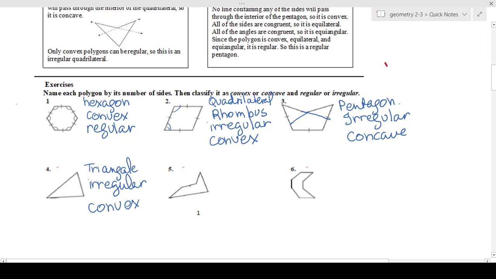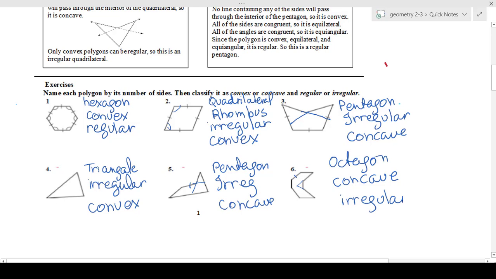This one is 1, 2, 3, 4, 5. It is a pentagon, irregular, and concave. We can see immediately that something pushed it to the inside, so it's clear that it's concave without doing the test even. This figure too, this concave, it is 1, 2, 3, 4, 5, 6, 7, and 8. 8 is an octagon. It is irregular. Of course, if it's concave, it must be irregular. Regular can only be convex.